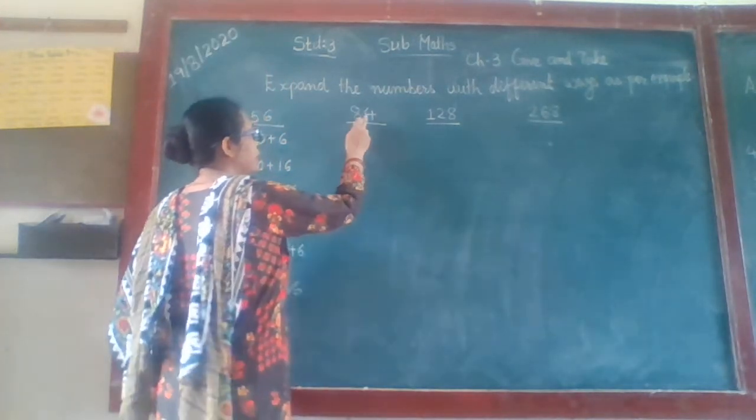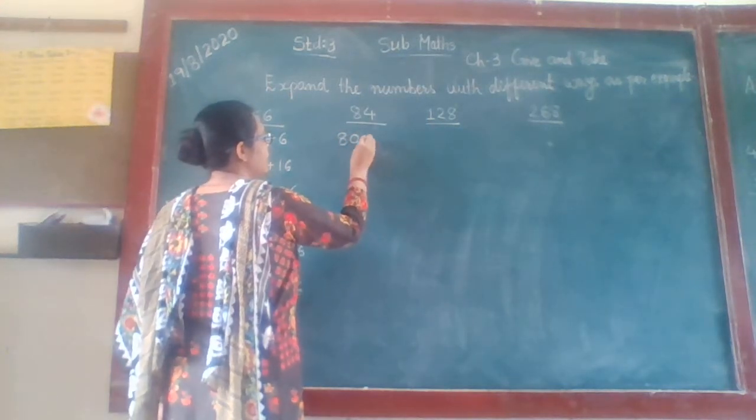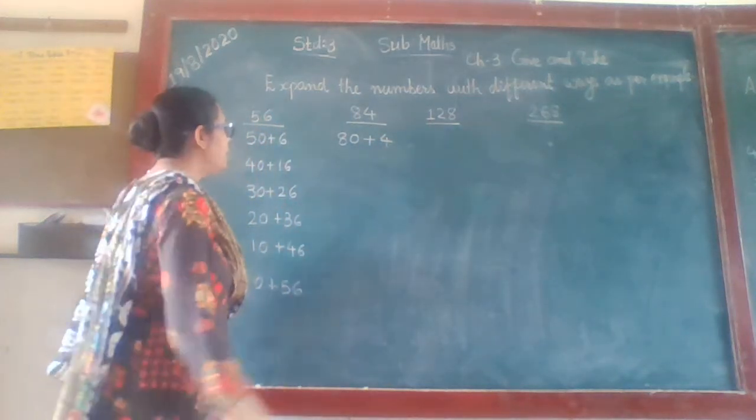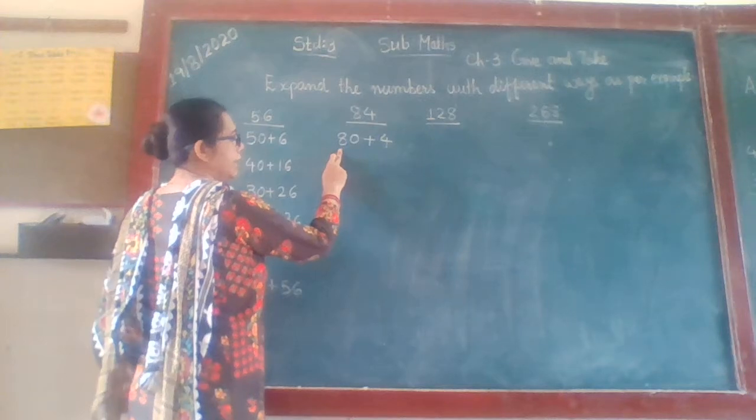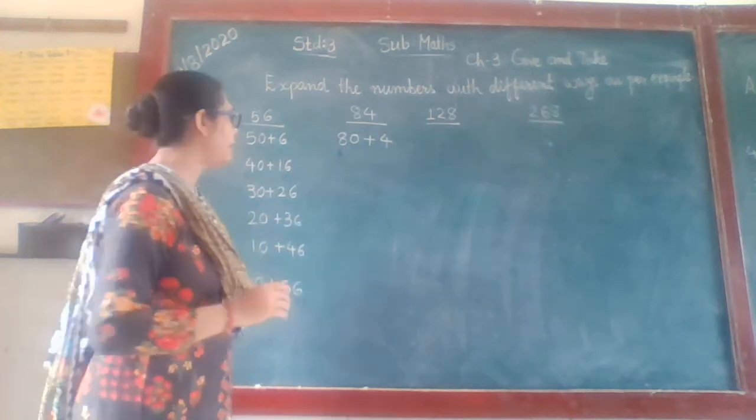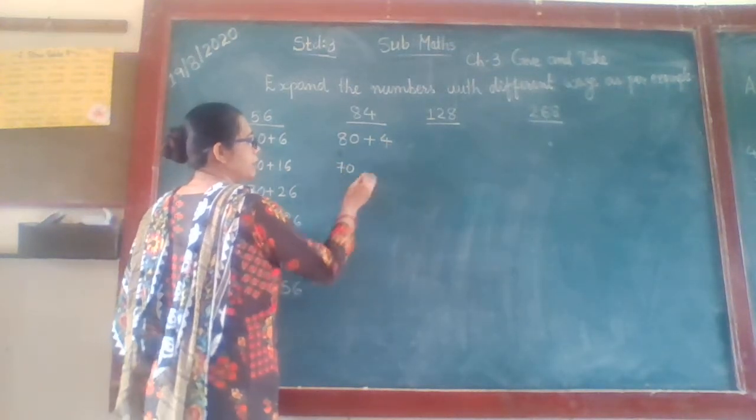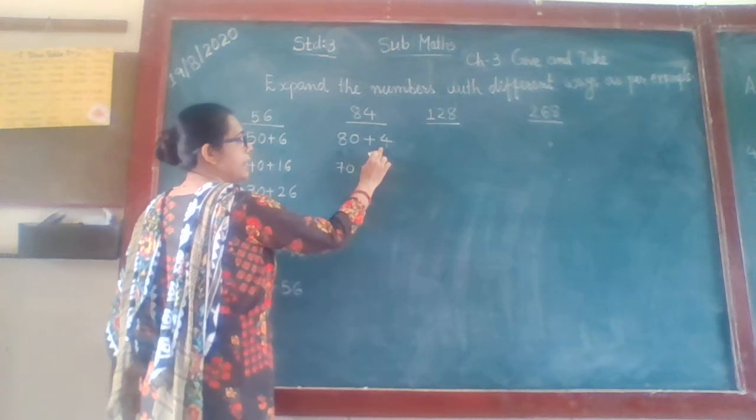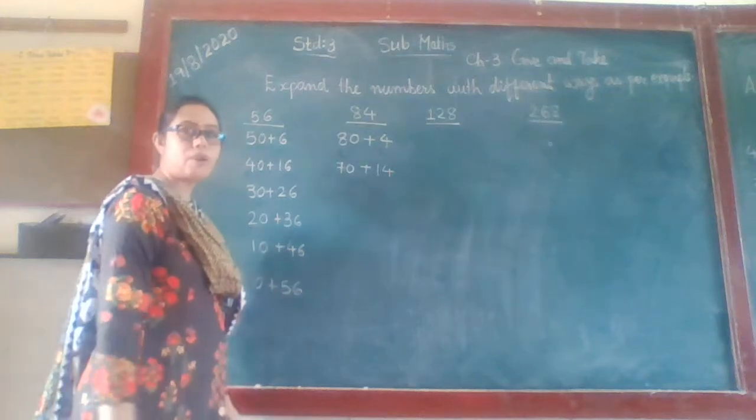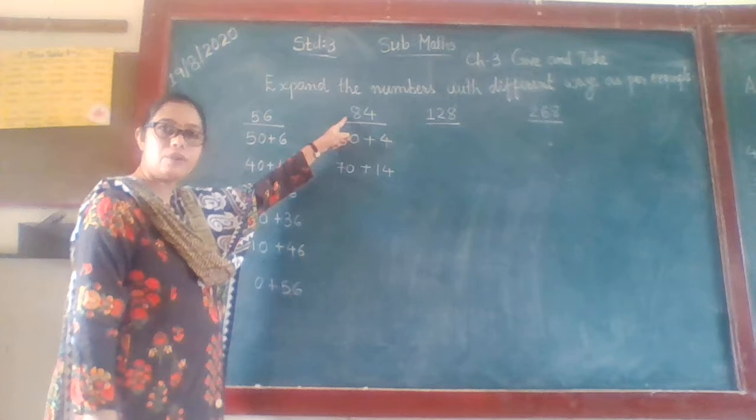We have 84. So first of all we expand it: 80 plus 4, 84. Now from 80 we subtract 10, means we minus 10. So 80 minus 10, 70. And then 10 we add to 4, so it is 10 plus 4, 14. So 70 plus 14 is also 84.